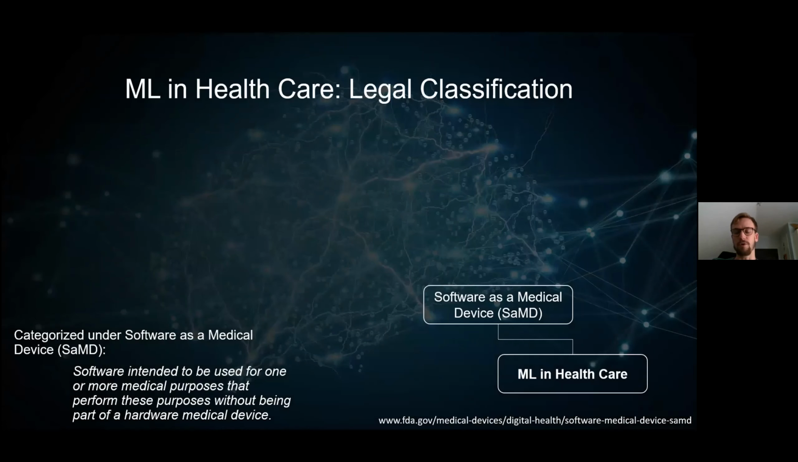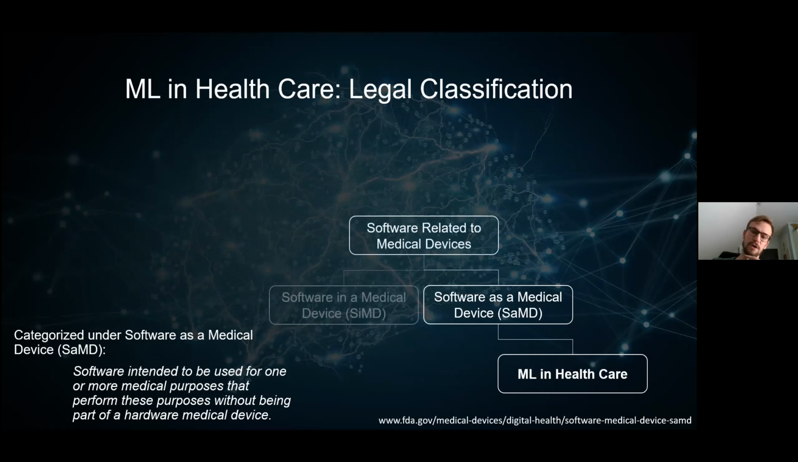So the first thing to determine when asking what the regulations are regarding the use of machine learning in healthcare is to classify it, since the legal framework depends on what legal object it belongs to. Not all, but most machine learning algorithms in healthcare would be regarded as a software as a medical device, abbreviated SaMD. The definition of a software as a medical device, which you can see in the lower left corner of the slide, is software intended to be used for one or more medical purposes that perform these purposes without being part of a hardware medical device. So the emphasis here is on without being part of a hardware medical device.